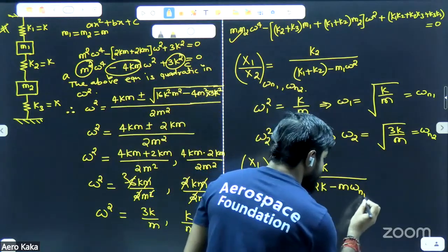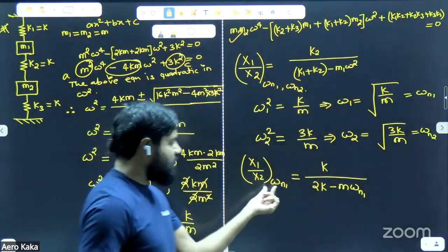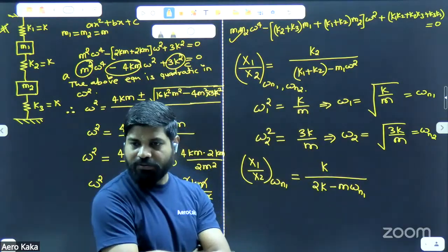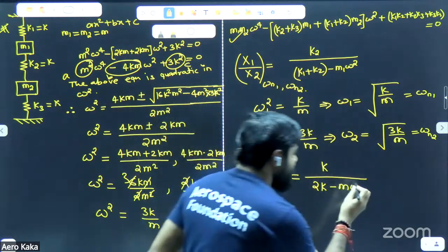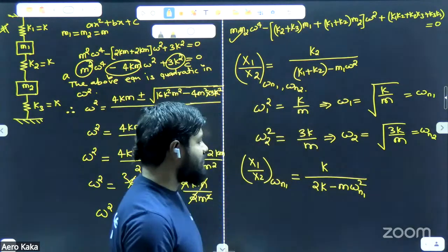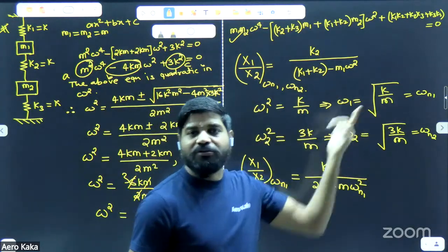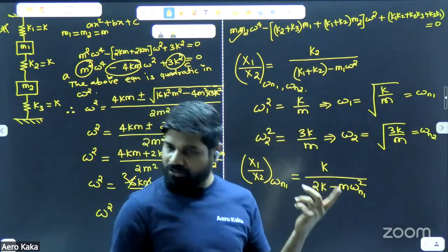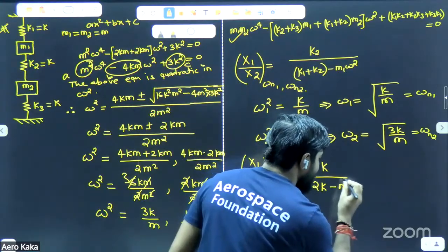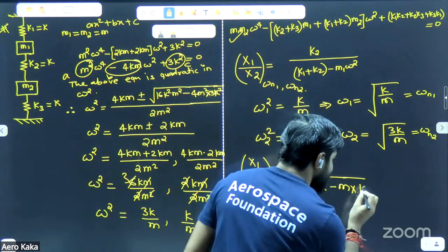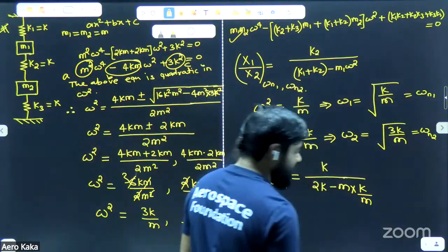And what do you want? You want the x1 upon x2 value corresponding to omega n1. Could you tell me how much we'll get? Just substitute the value of omega n1 in this case. Omega n1 is root of k by m, so omega n1 square is going to be k by m only. So if you substitute the value of omega n1, it is going to be k by m only. Say yes or no, sir.